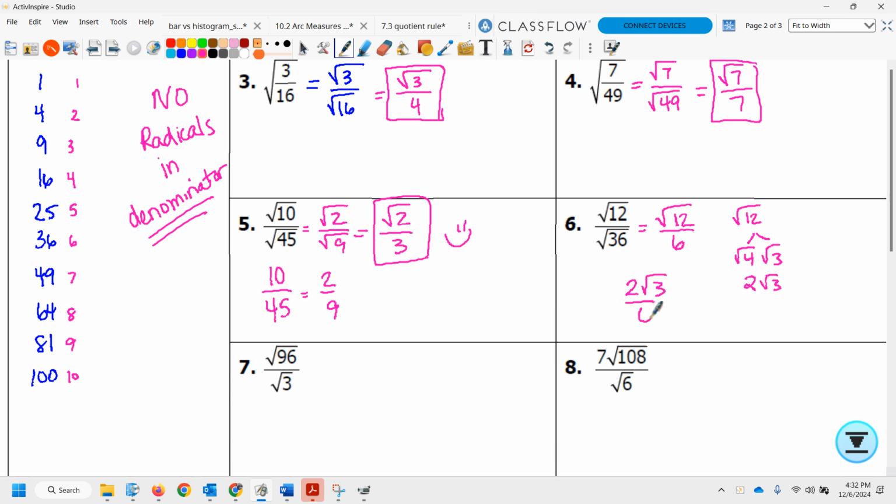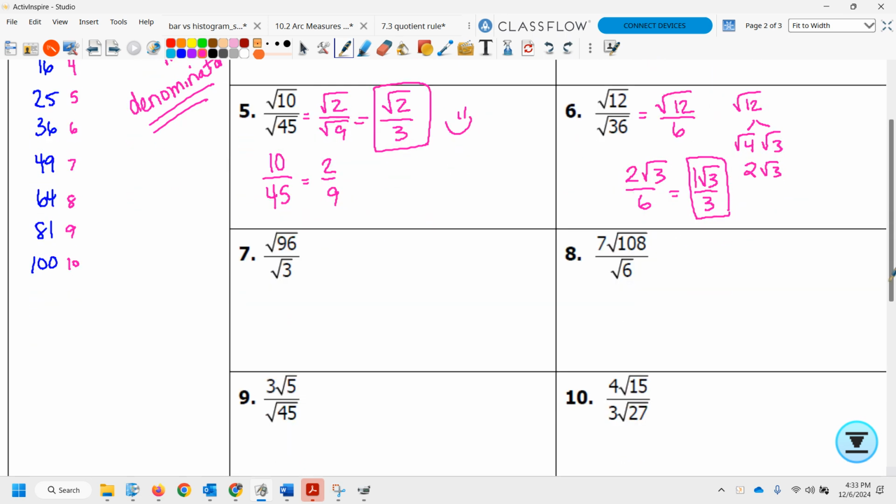I can simplify 2 over 6. It's not going to be 3, it's going to be 1/3. The bigger number is in the denominator. So it's going to be 1 square root 3 over 3. That's my final answer. You do want to make sure you're simplifying the radical so that your answers are totally simplified. And hopefully you're pretty good at simplifying radicals after doing them the last couple days.